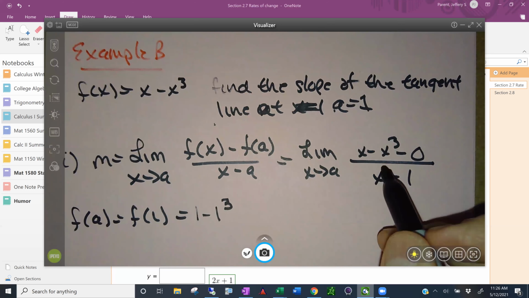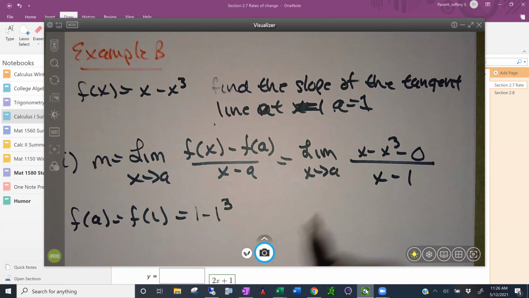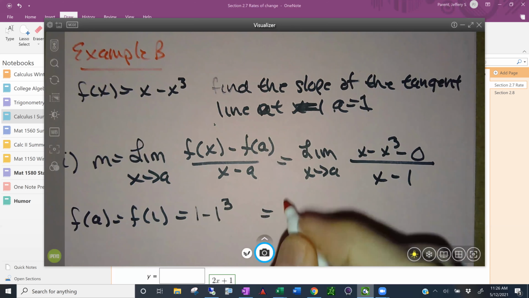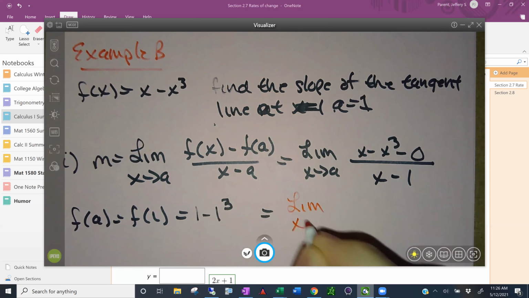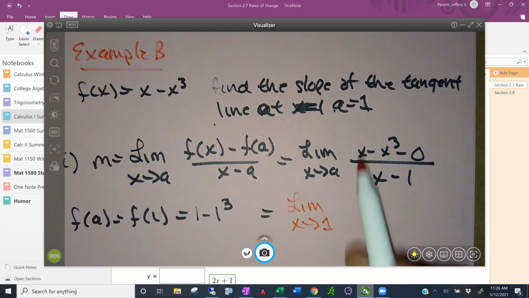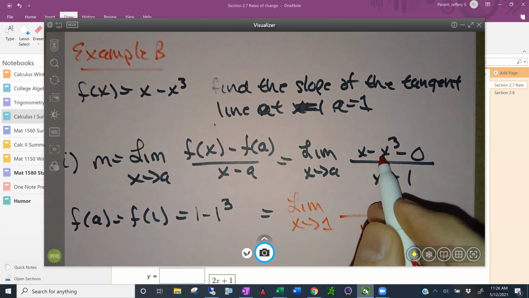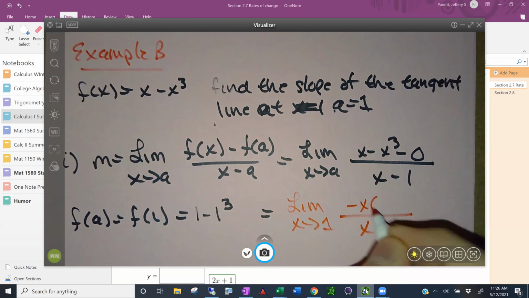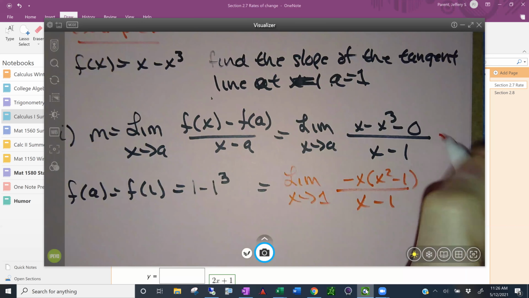Well, I'll help you out a little bit. In this numerator here, I'm going to factor out a negative, in fact, a negative x. So that's going to be the limit as x approaches 1. I guess you should put a 1 here because that's what a is. That's our limit of x minus 1. In the numerator, I'm going to factor out a negative x, which leaves me x squared minus 1. So I'm going from here to here.